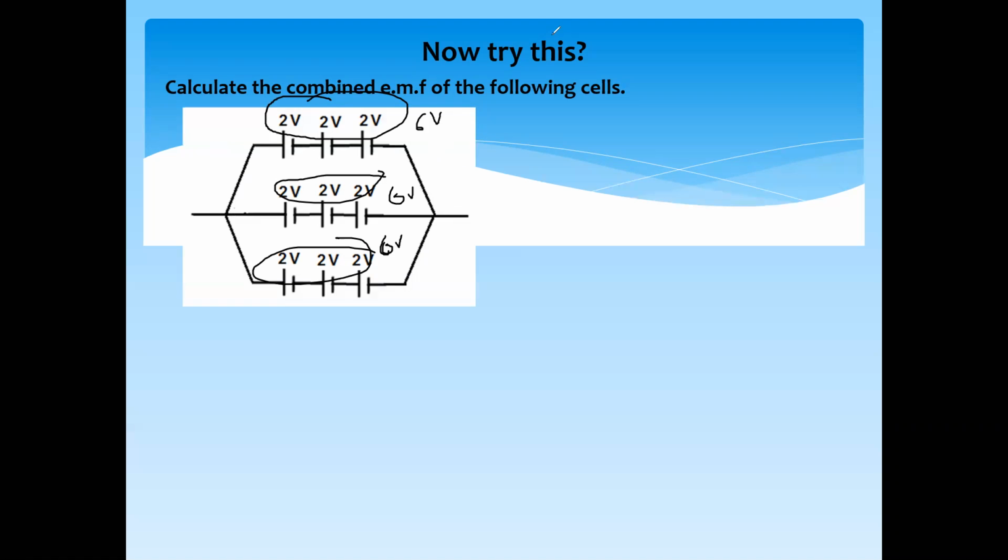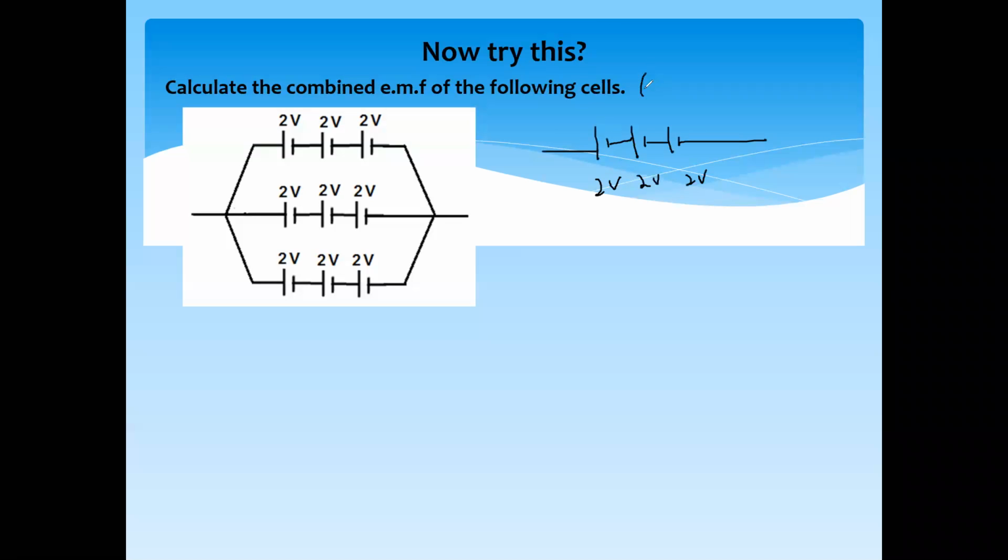But what is the advantage of connecting the lamps, or these cells, in parallel? This combination will last for a longer period of time. Like, if I have this giving me 6 volts, okay, this combination, 2 and 2 and 2, this combination is giving me 6 volts.